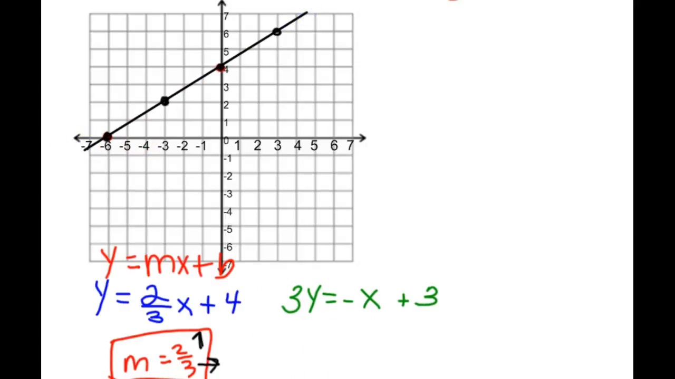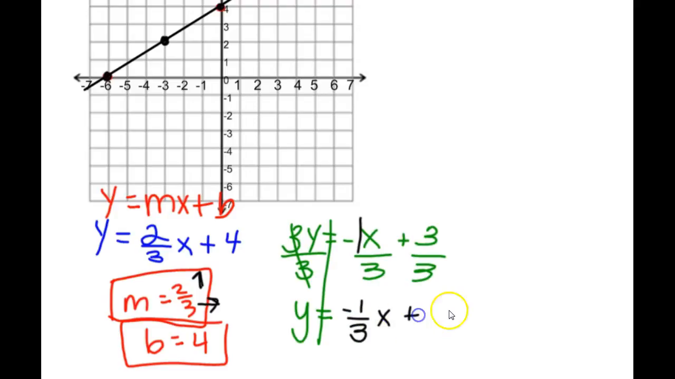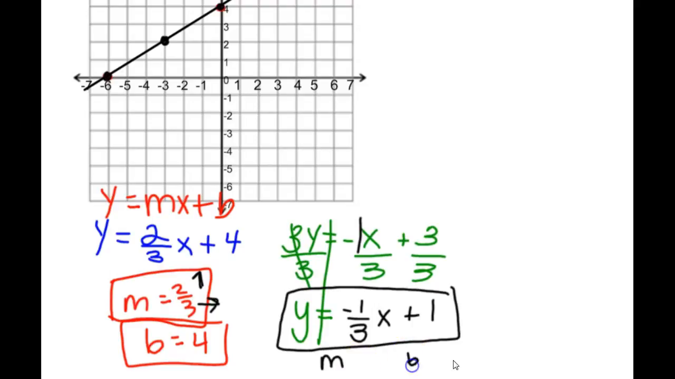The second line, we would need to solve for y. So I would have to divide everything by 3. 3 over 3 is just 1y, or y. This would really be a negative 1x. So we have negative 1/3 x plus 3 over 3, which is really just 1. So this is also now in the form y equals mx plus b. So I know b is 1 and m is negative 1/3.